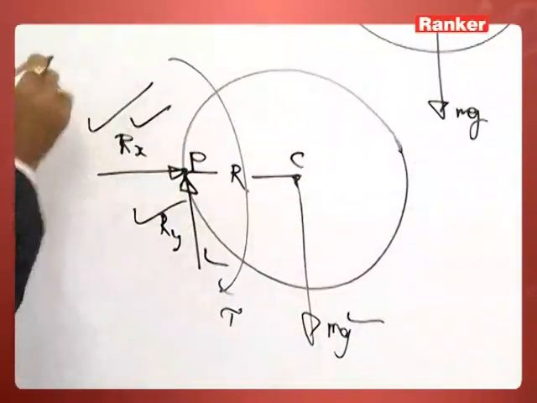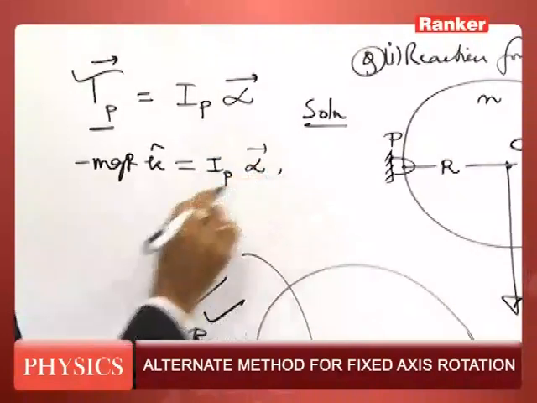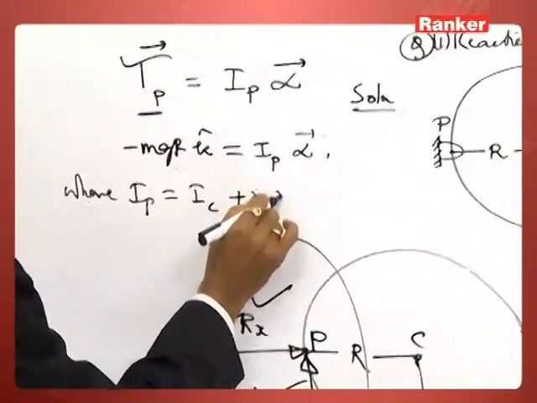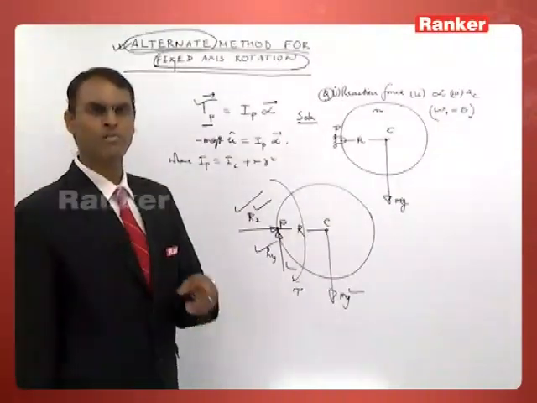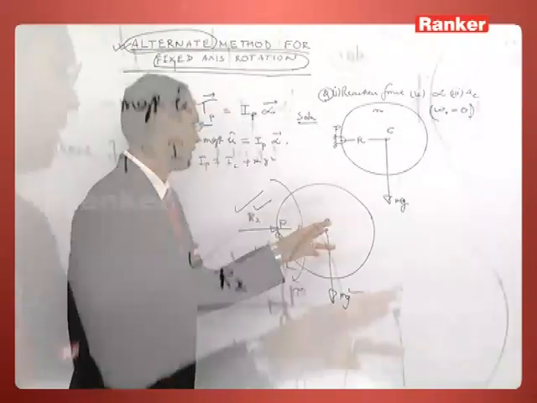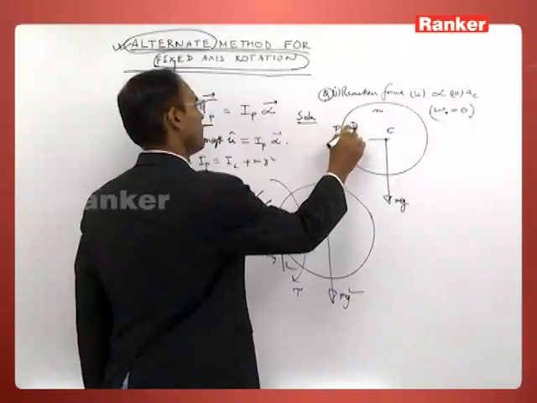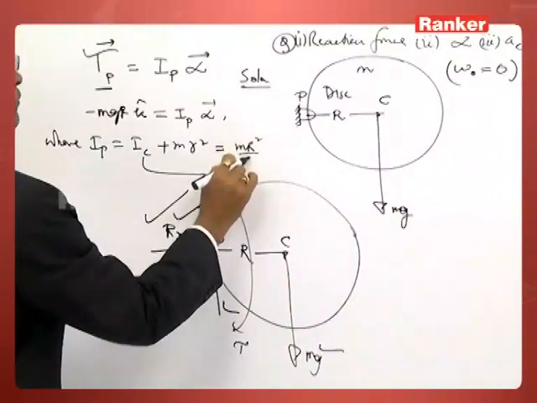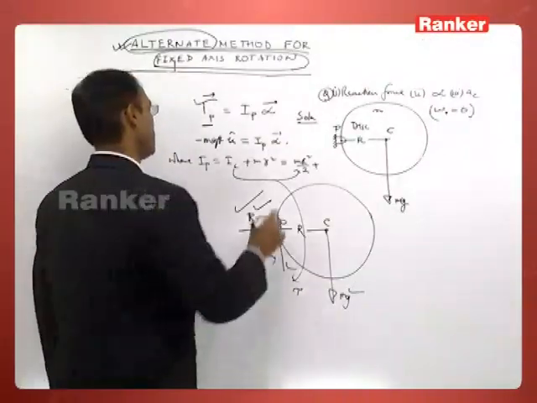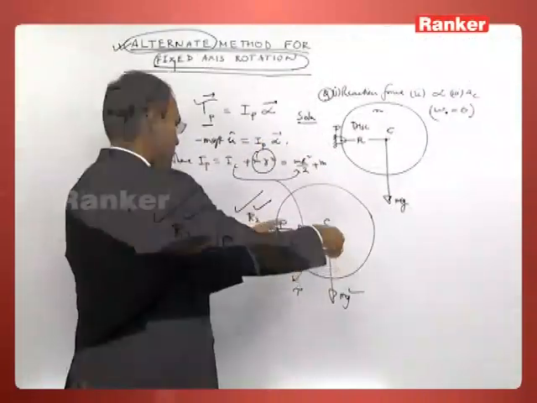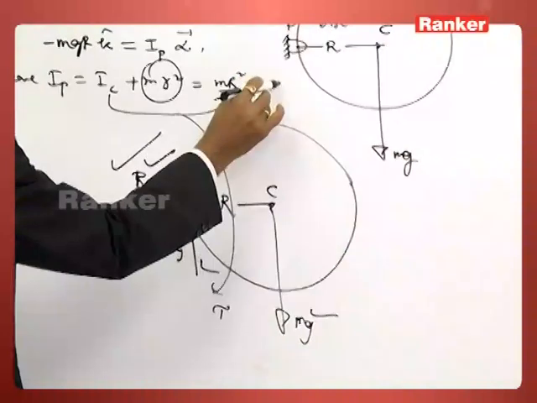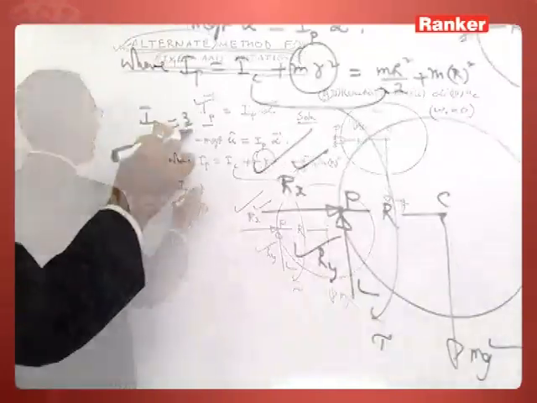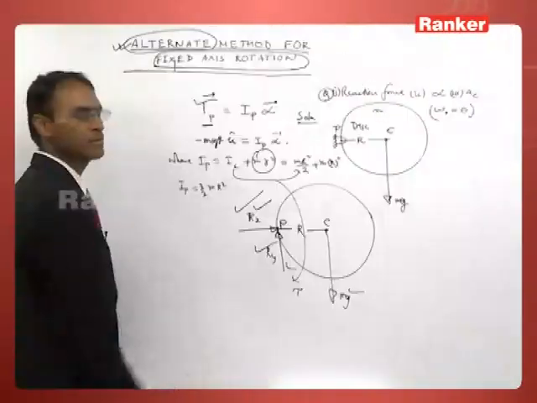Ip we have to calculate, where Ip is equal to Ic plus mr square. Another concept called parallel axis theorem. And Ic for the disk is mr square by 2, as we have calculated, plus m. The distance between two parallel axes is equal to radius of the disk. This gives us Ip is equal to 3 by 2 mr square.